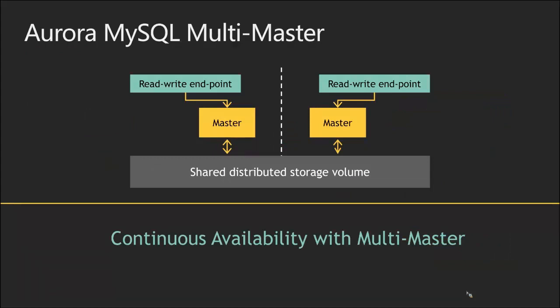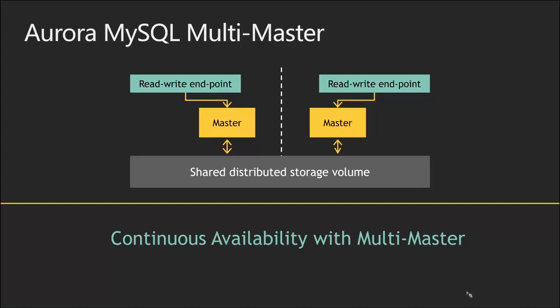Okay, second topic in this category is multi-master. So this got announced in the third quarter of 2019. Let me do a recap for those of you who missed that announcement. So multi-master allows you to have two writers in the same region. So basically, you would have in a given region two masters, and both of them are writing to the same storage system, to the same storage layer of Aurora.